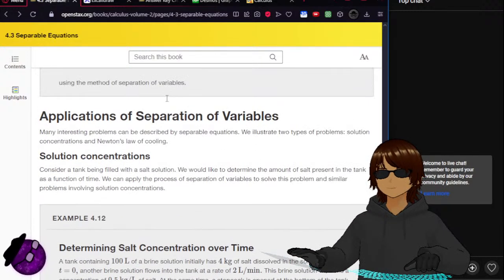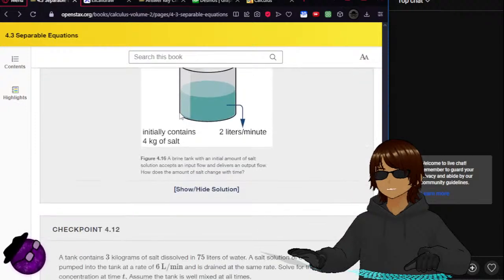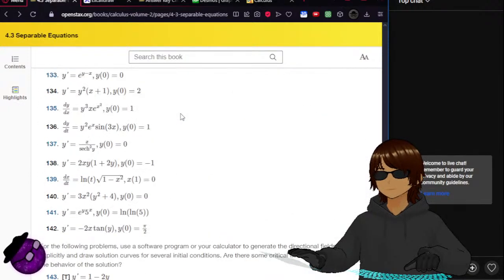Applications of separation of variables. Solution concentrations. Consider a tank being filled with a salt solution. We would like to determine the amount of salt present in the tank as a function of time. We can apply a process of separation of variables to solve this problem and similar problems involving solution concentration.